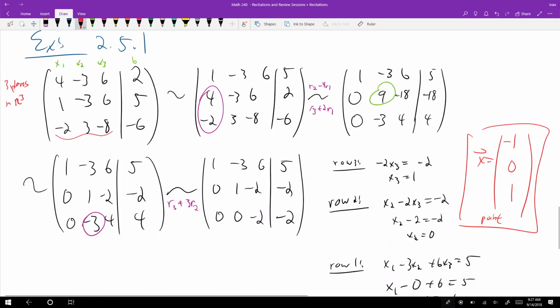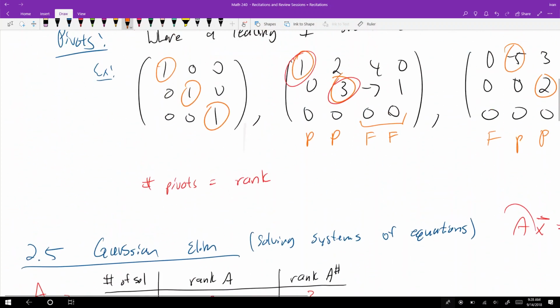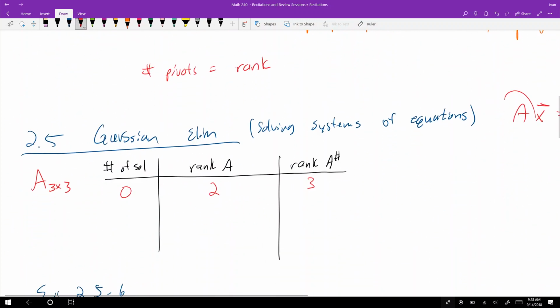So remember, this is A, and then this entire thing is A augmented. So what's the rank of A? 3, right? So I end up having 3 pivot columns here. So rank of A is 3, and what's the rank of A augmented? Yeah, it's also 3, since this guy isn't a pivot column anymore. So if we go back to the table, I had one solution, the rank was 3, and the rank of the augmented matrix was also 3.